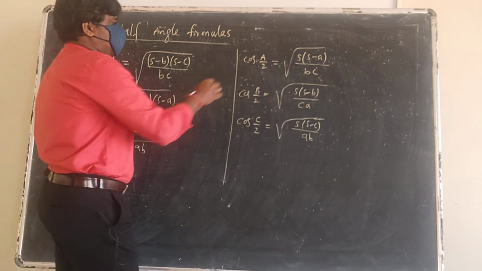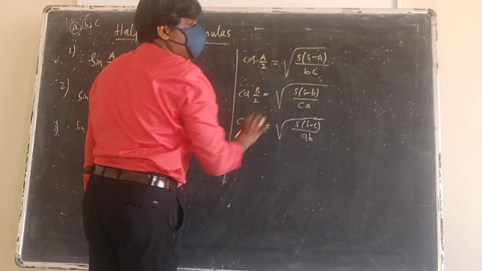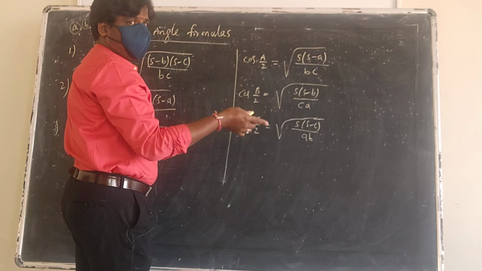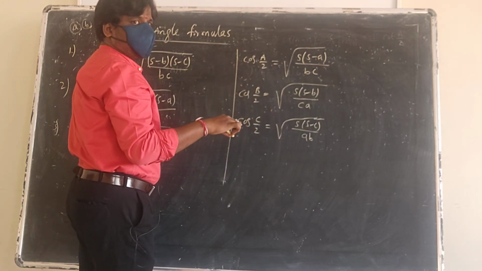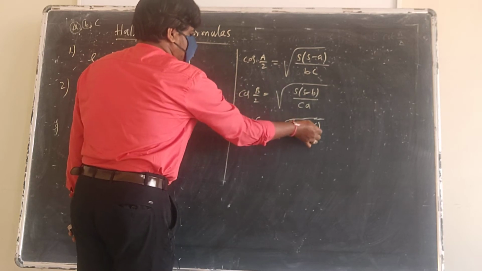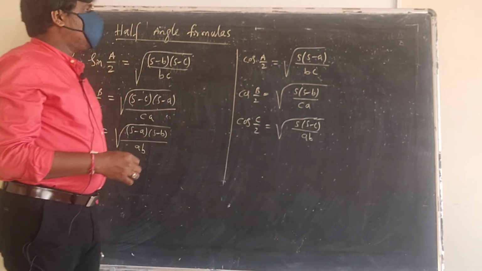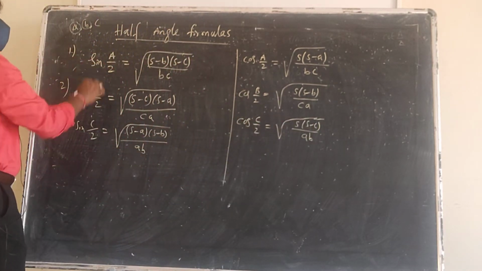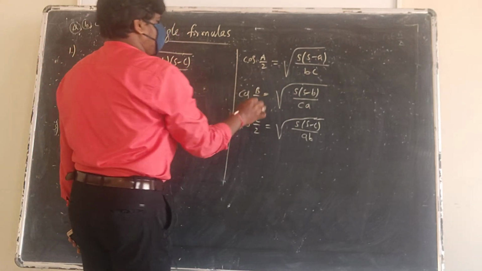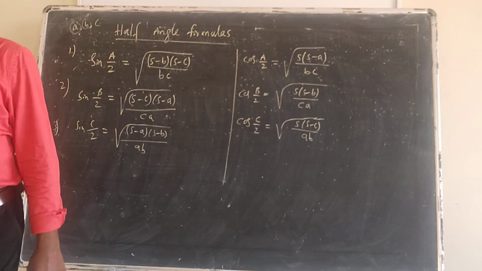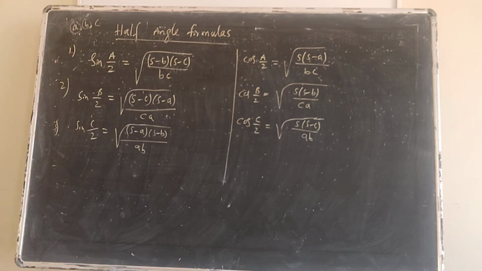See here, in this case, A is there, so you get S minus A here, over BC. B is there, so you get S minus B remaining. C is there, so S into S minus C by AB. This is called the sine rule, sine half angle formula. These are the cos half angle formulas. You have to remember these, they are important. By this you will get the tan half angle formulas also.